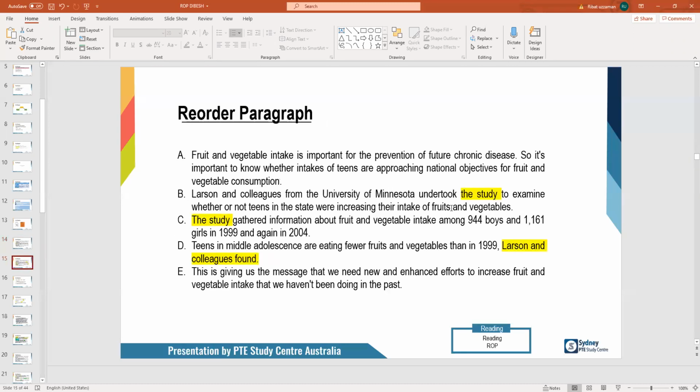And out of these 3 sentences, which one has the word clue? So this one says Larson and colleagues from the University of Minnesota undertook the study. And there is another sentence which is saying the study. So this one is introducing us that Larson and colleagues undertook the study to examine whether or not, and this sentence is telling me what the study is doing. The study gathered information about fruit and vegetable intake among 944 boys and this many girls in 1999 and again in 2004. And I can put these 2 sentences together because of the word study.